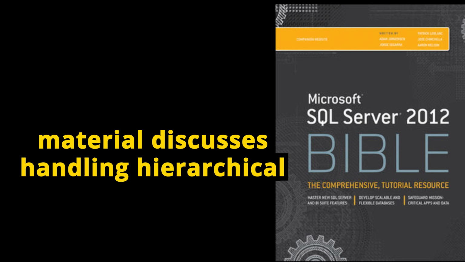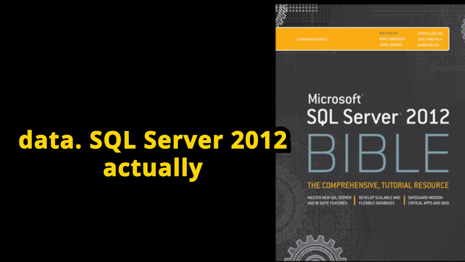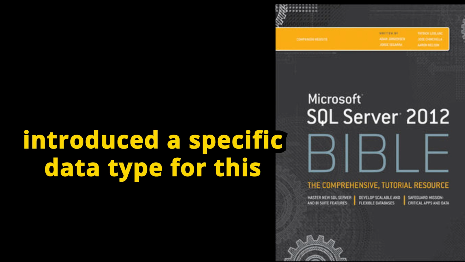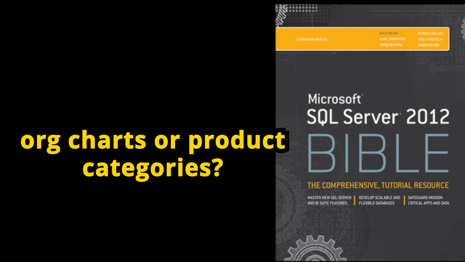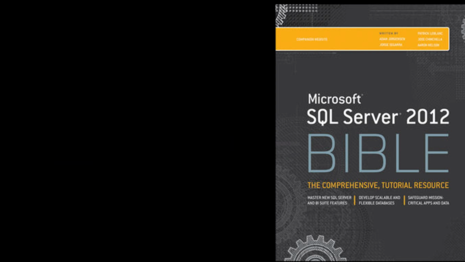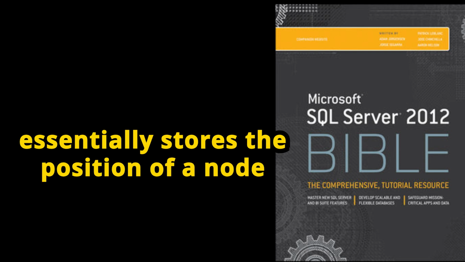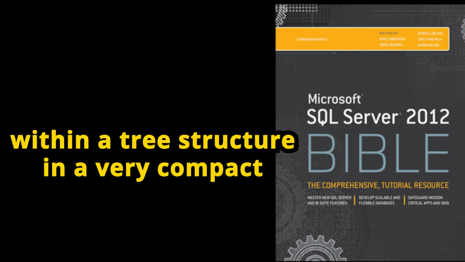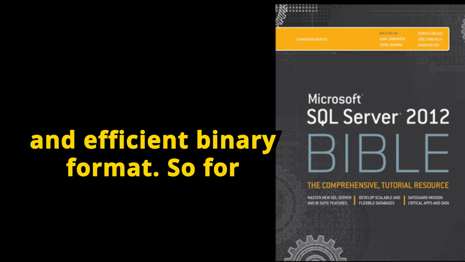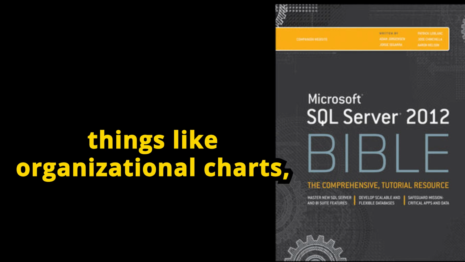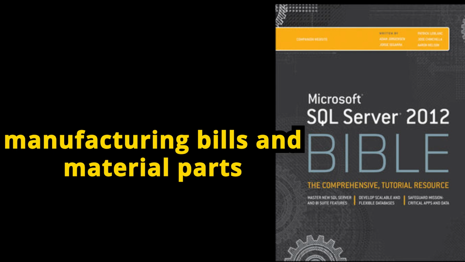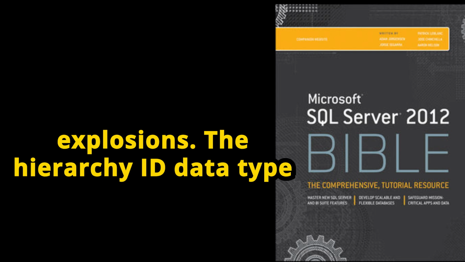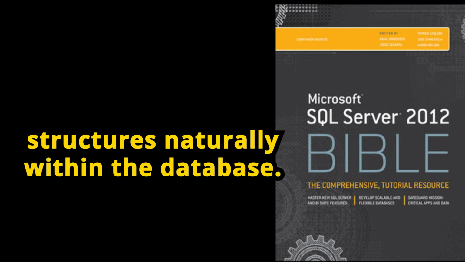The material discusses handling hierarchical data. SQL Server 2012 actually introduced a specific data type for this, hierarchyid. What does that really mean for developers dealing with things like org charts or product categories? It's a really interesting data type. It essentially stores the position of a node within a tree structure in a very compact and efficient binary format. So for things like organizational charts, genealogical data, family trees, or manufacturing bills of material and parts explosions, the hierarchyid data type lets you represent these tree-like structures naturally within the database.